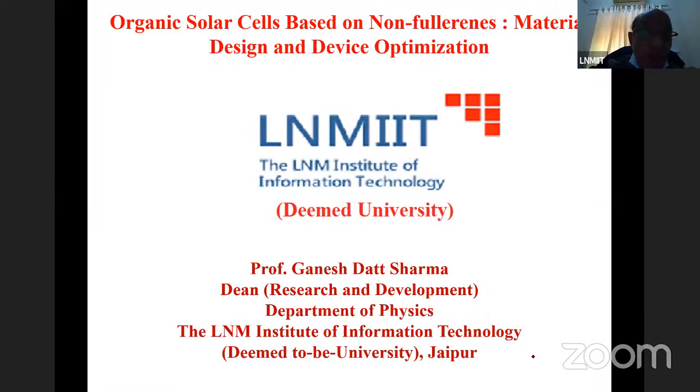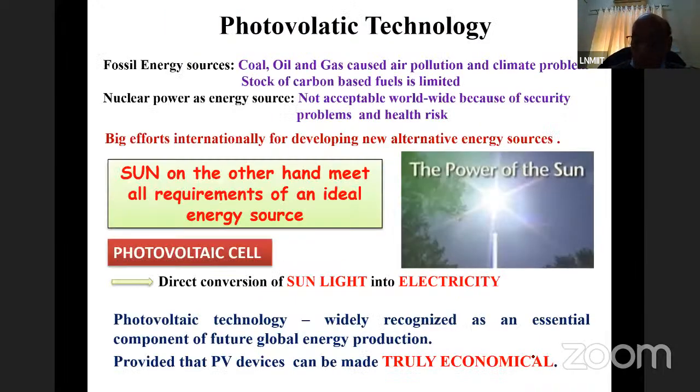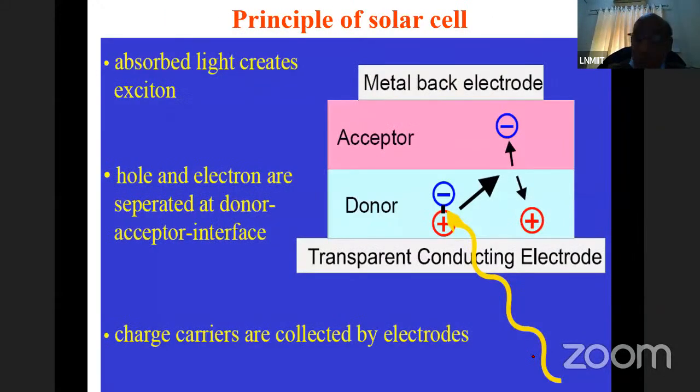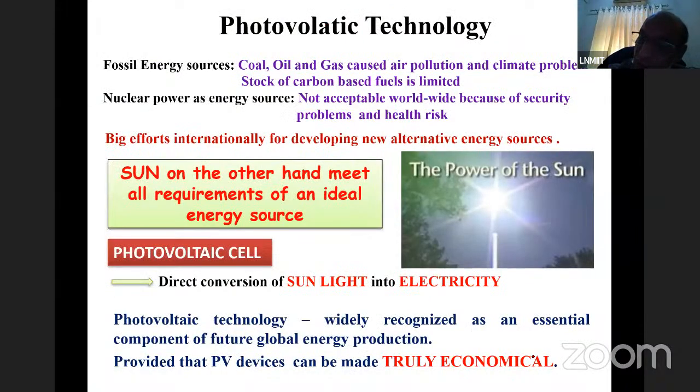Okay. I'll be talking about recent advances in organic solar cells based on non-fullerene acceptors, starting with materials, design, and device optimization. This is photovoltaic technology, the technology which converts photons or solar energy into electrical energy, and that phenomenon is called the photovoltaic phenomenon.